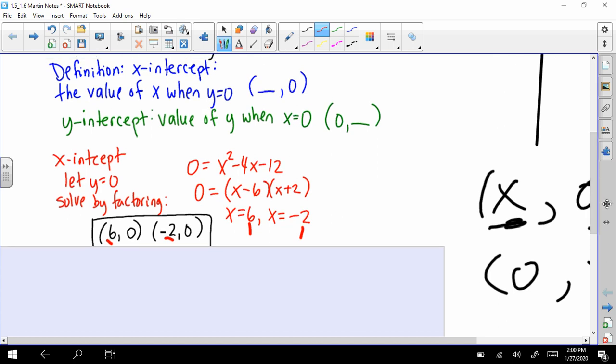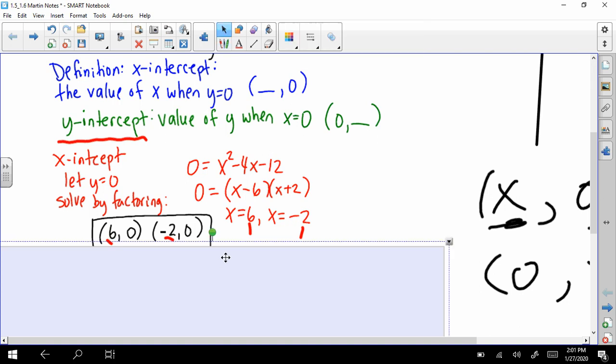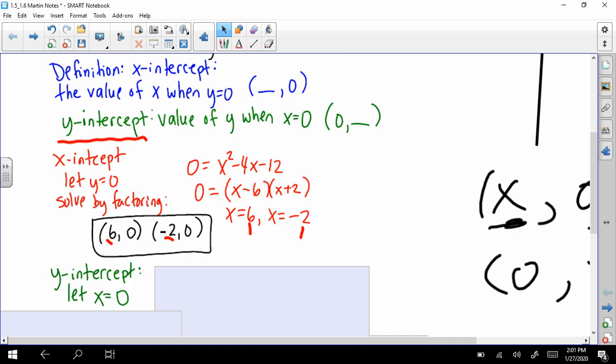So those are not the only intercepts this thing has. There's also a y-intercept. It's the value of y when x is 0. So we will take and not set the x is equal to 0. We'll set the y equal to 0. I'm sorry, we'll set the x equal to 0 when we're trying to find the y-intercept. Okay? There's our function.